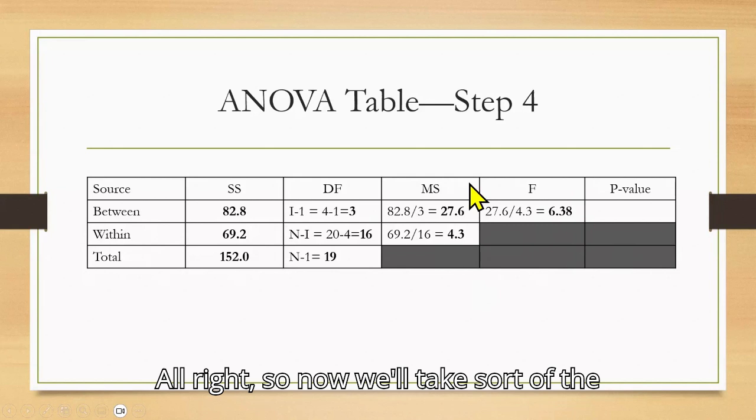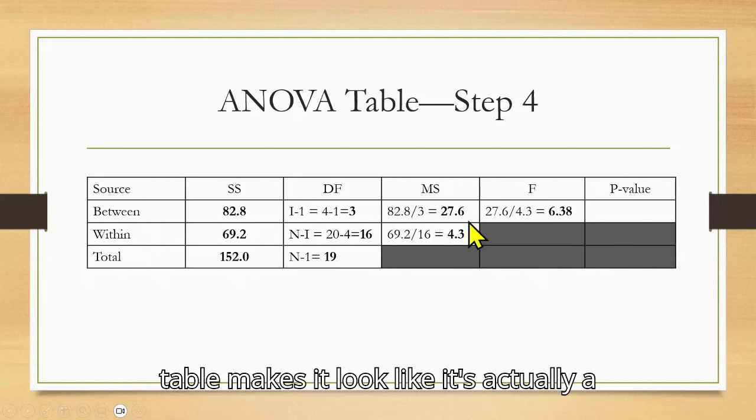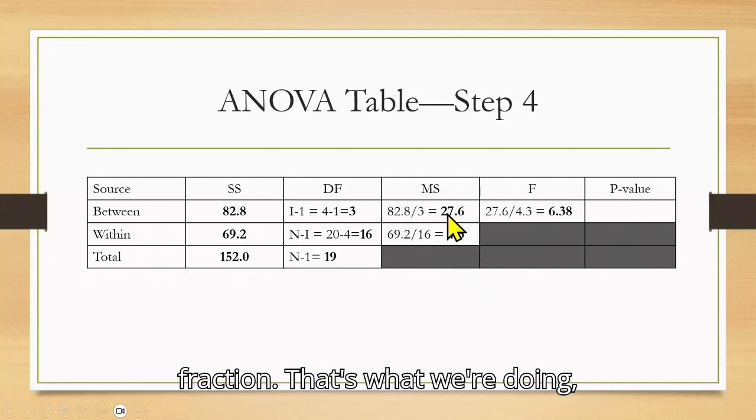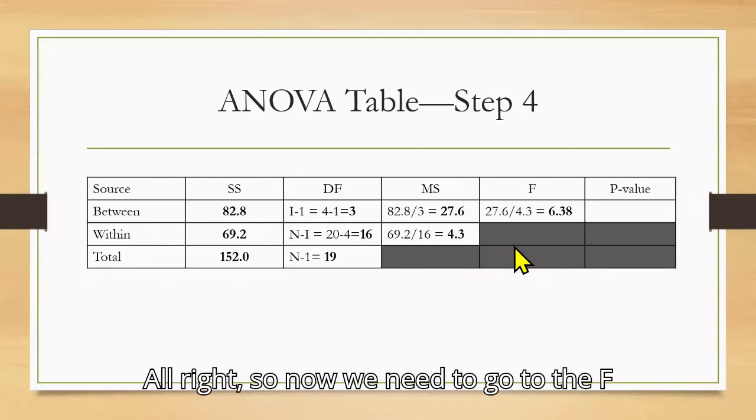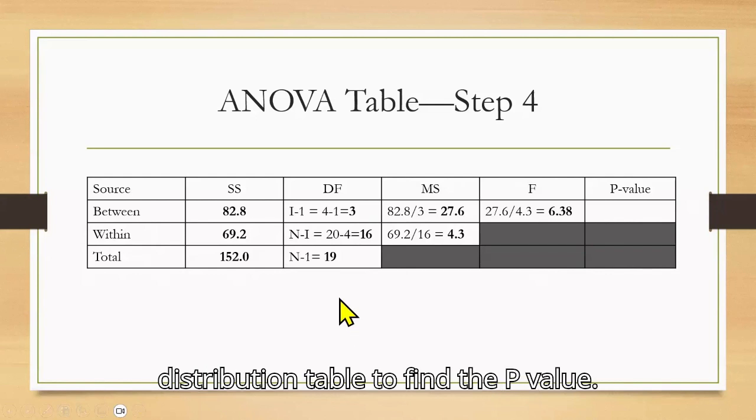Now, the table makes it look like it's actually a fraction. That's what we're doing: 27.6 divided by 4.3. That's going to give us 6.38. Now we need to go to the F distribution table to find the p-value.